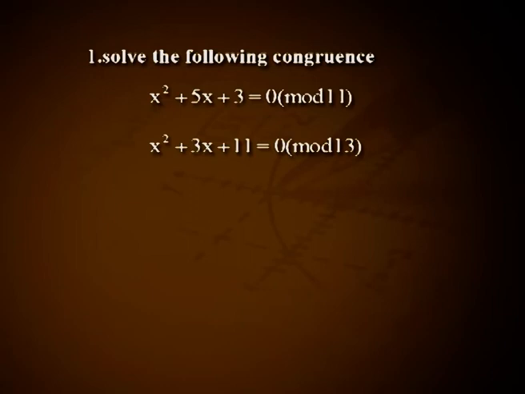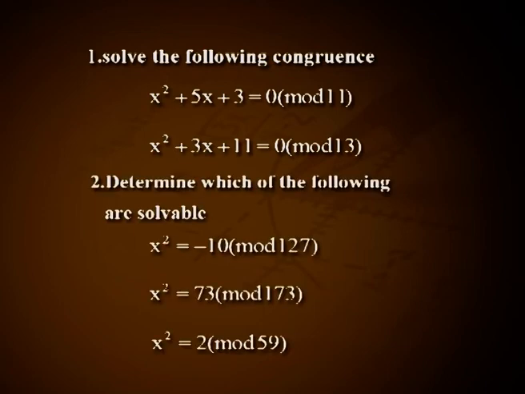Before moving to the next session, let us try to answer the questions. Solve the following congruences: x² + 5x + 3 ≡ 0 mod 11, and x² + 3x + 11 ≡ 0 mod 13. Determine which of the following congruences are solvable: x² ≡ -10 mod 127, x² ≡ 73 mod 173, x² ≡ 2 mod 59.